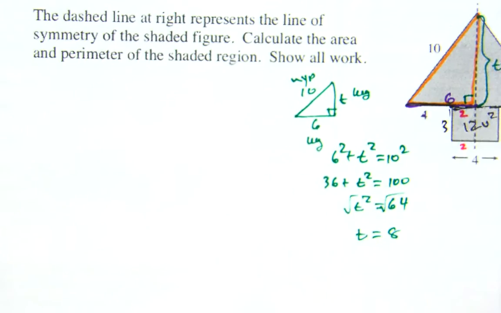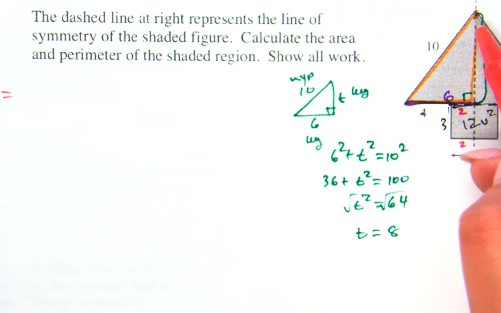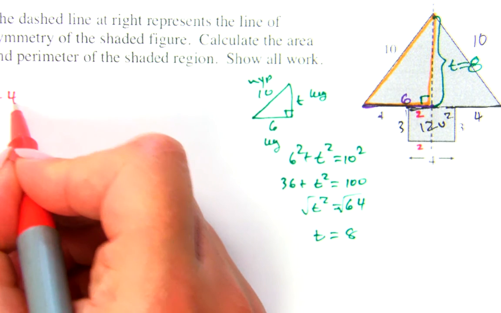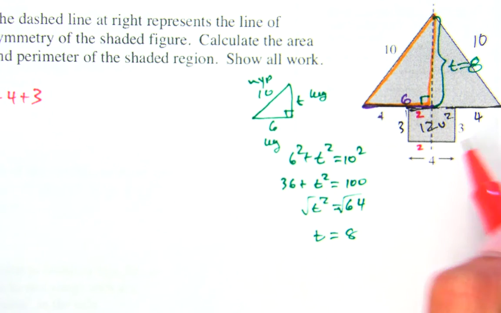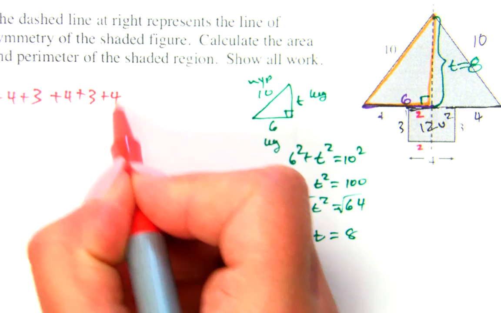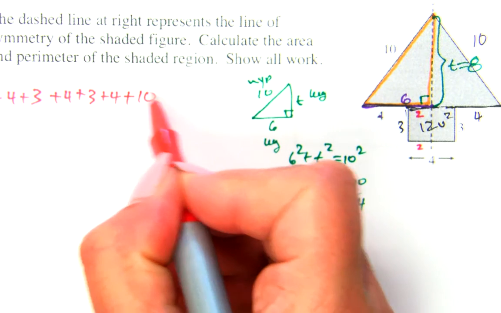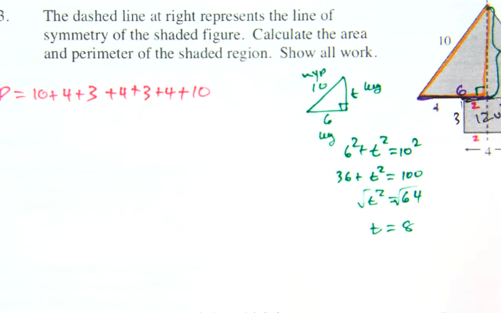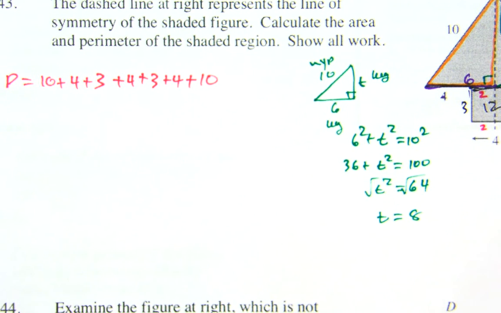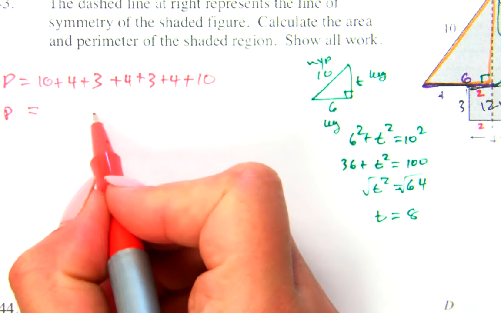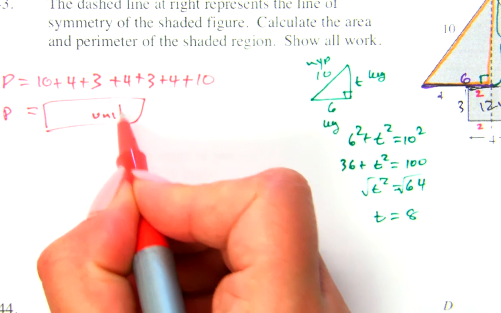I'm going to start in one corner, so I'm going to start here. We go 10 plus 4 plus 3, plus 4, plus 3, plus 4, and then another 10. Or you can just add up one side of it and then double it, because that would be easier. If you didn't realize that, you could do that too. So add those all up and you get your perimeter. We don't have any units on this, so it would be just whatever you get as your answer, units.